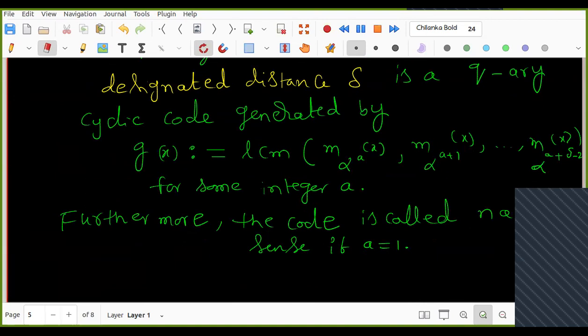So for some integer a, alpha power a starts from a, then a plus 1, a plus 2, and goes up to a plus delta minus 2. Okay. Furthermore, if a equals 1, where from where to where will I go? Can somebody help me?